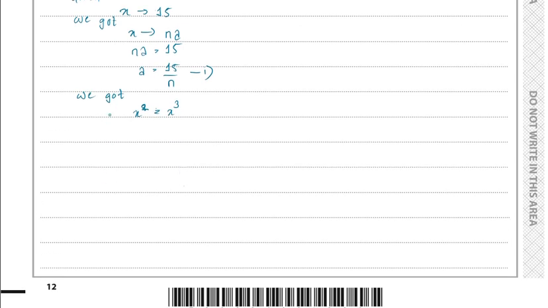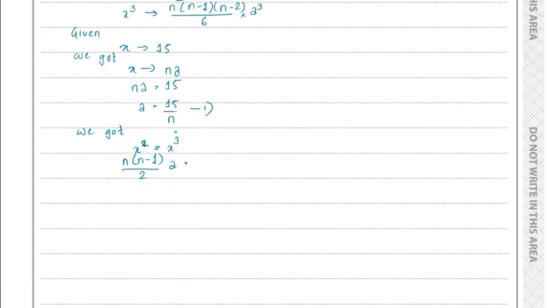So for this, it would be n multiplied by n minus 1 divided by 2 a square is equal to n multiplied by n minus 1 multiplied by n minus 2 divided by 6 a cube. So the a square and this would get cancelled. So this would just be a. So what I did is that a cube divided by a square would be 3 minus 2, which would be just 1. So a to the power 1.